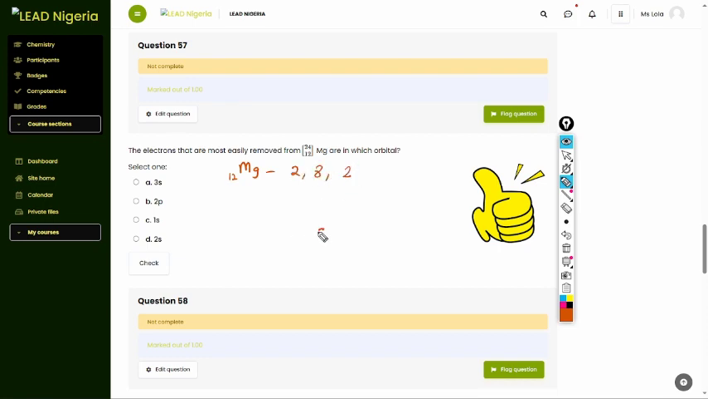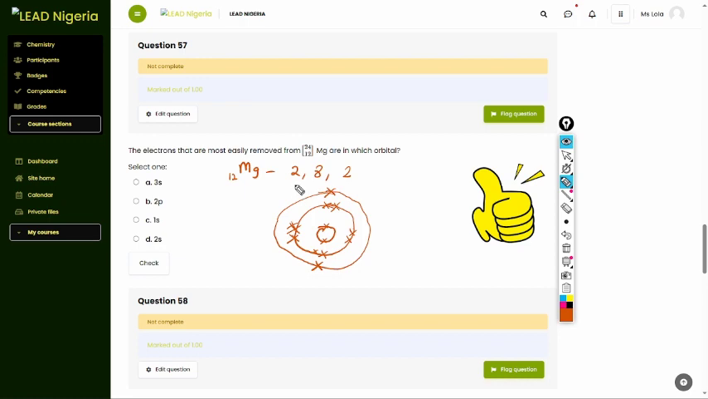So if we draw the orbital, the first orbital takes 2 electrons. The second orbital, that's a very funny looking orbital. 1, 2. Remember singly first before pairing. 3, 4. Then 5, 6, 7. So this is 8. Then the third shell has 2 electrons. So 1 and 2.